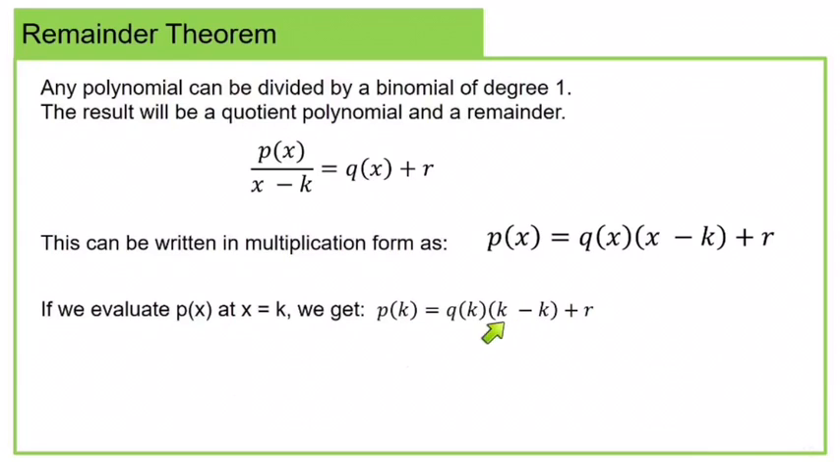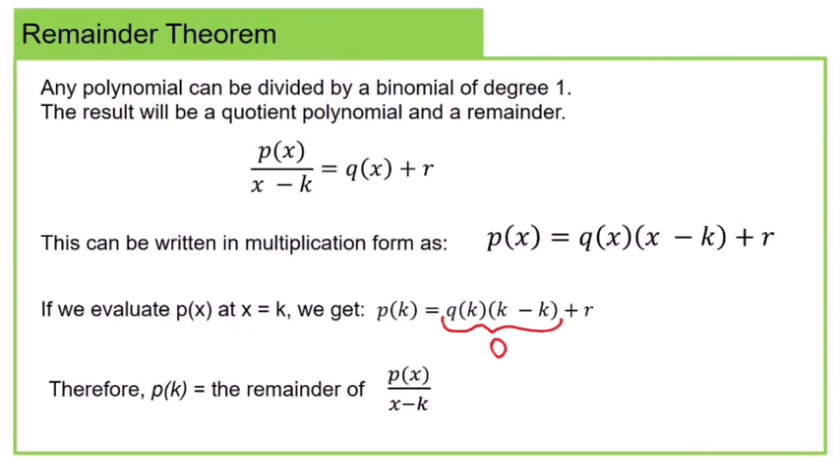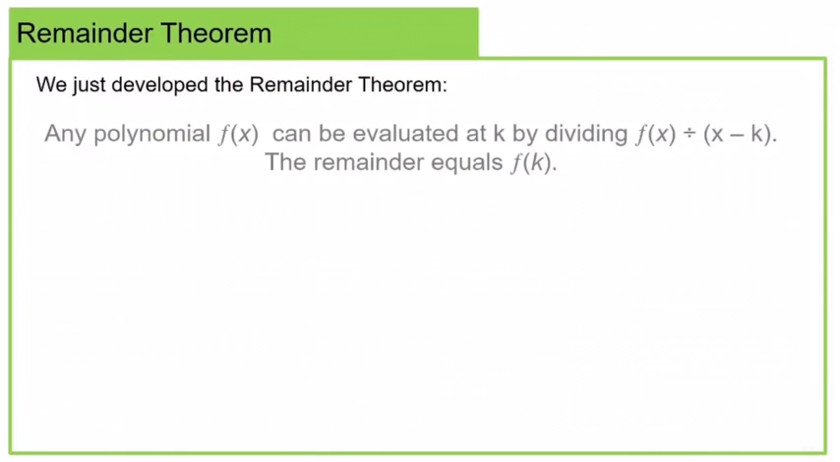You can see when we plug in the k's that k minus k is going to make 0. So this whole thing is going to add up to 0, and all you're left with is that p of k equals r. So p of k equals the remainder of p of x divided by x minus k. And we have just developed the remainder theorem.